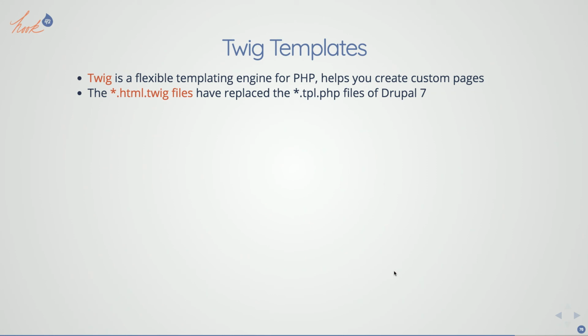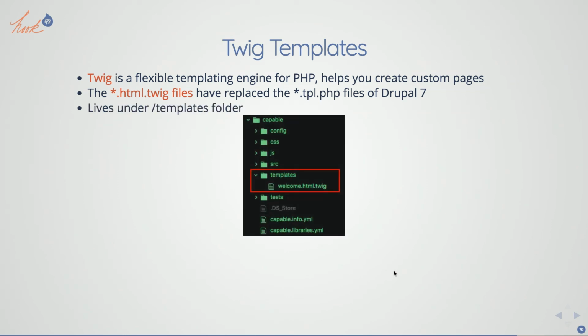Twig templates, this is how you would make your custom pages. Twig is a flexible templating engine for PHP, and it helps you make those custom pages. These HTML.twig files have replaced the tpl.php files of D7, and this lives under a templates folder. Once again, this one's lowercase. I don't know why, but it is.